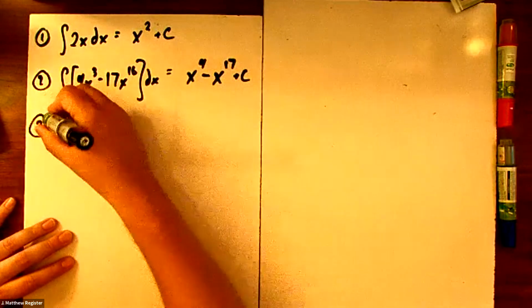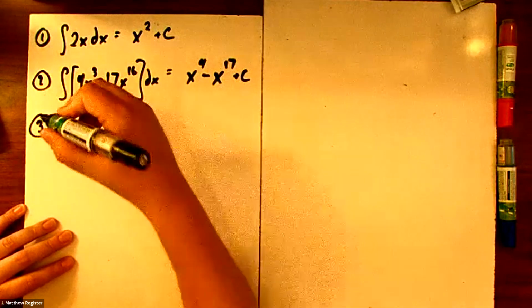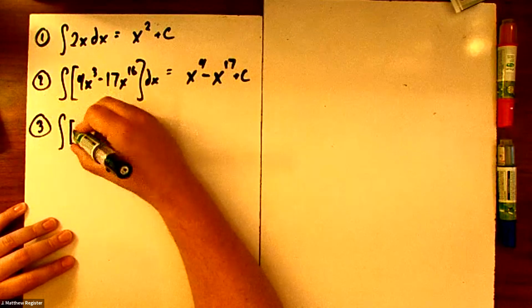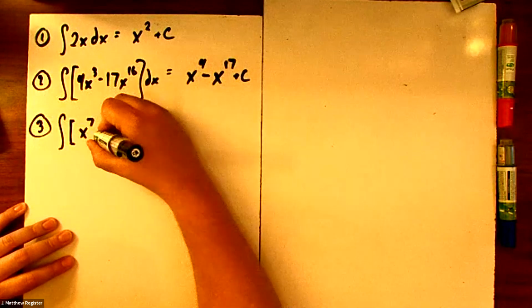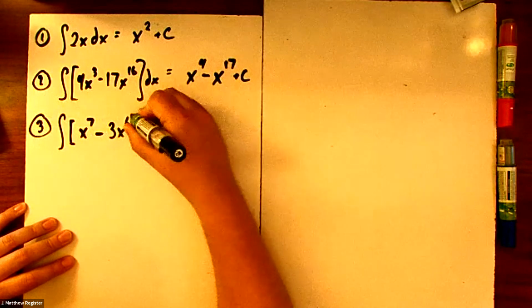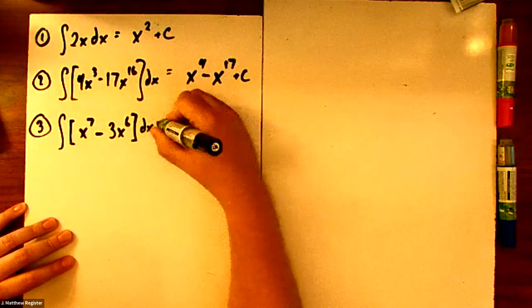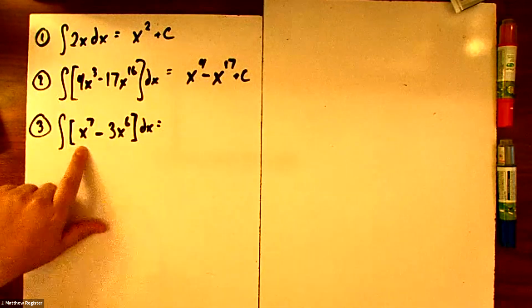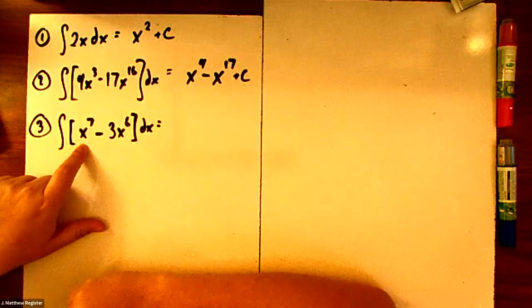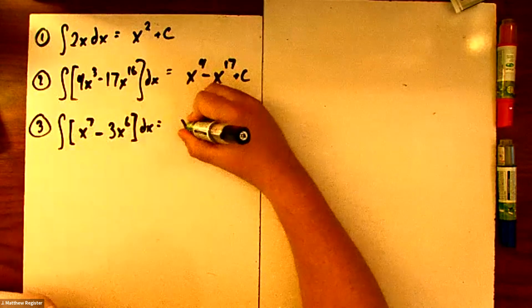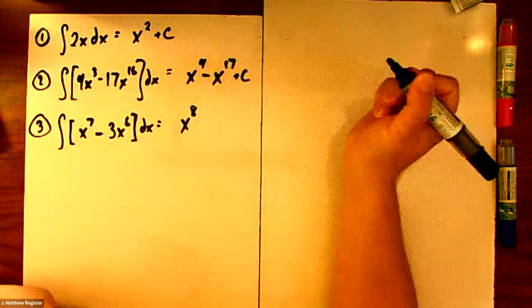Number 3 is the integral of x to the 7th minus 3x to the 6th. So let's use the exact same logic. If we were to undo the x to the 7th, then we would add 1 to our exponent. We would get an x to the 8th.